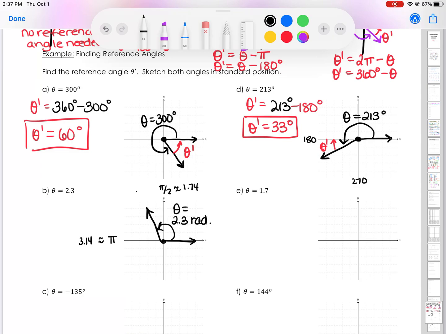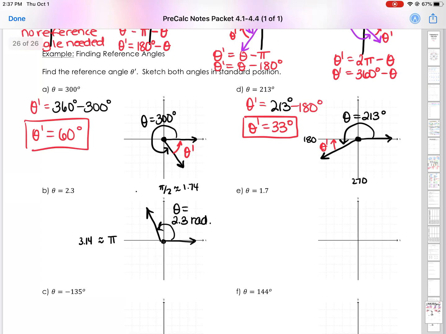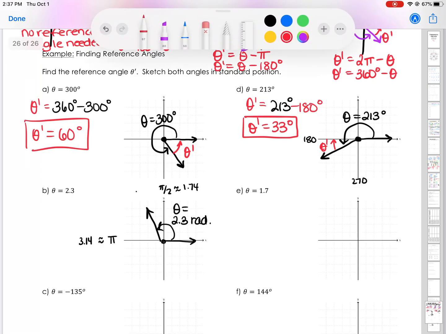All right, so now I want to find the reference angle. Again, for the reference angle, I'm just going from the terminal to the closest x-axis. That would be down. That would be this red portion. That's my theta prime, and I just have to subtract. So I'm going to do pi minus the original theta, and that'll give me my theta prime. So pi minus the original theta, which was 2.3.